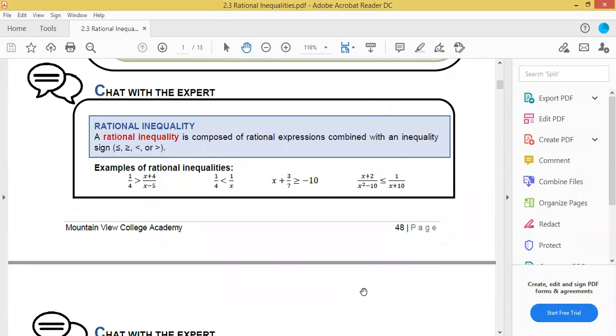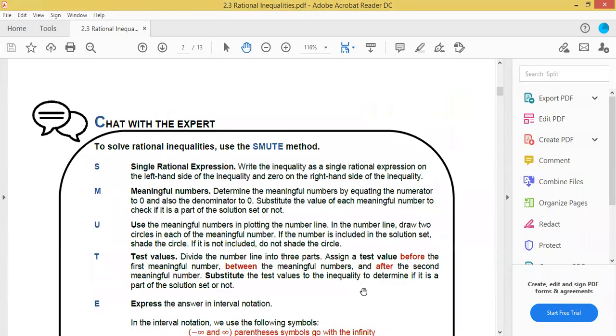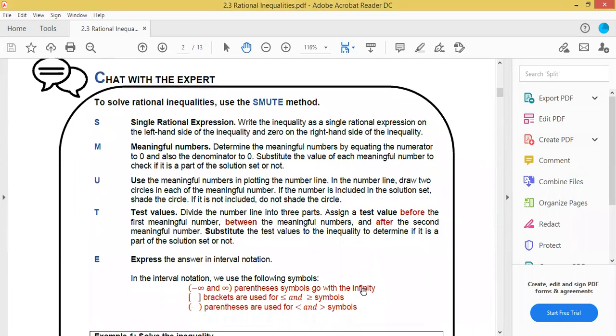Now, how to solve rational inequalities? I just made up the name of this method, and for this class, we'll call it the smooth method. Remember, in solving rational equations, we use the cram method. But for rational inequalities, we use the smooth method.